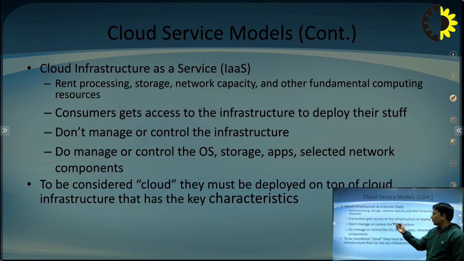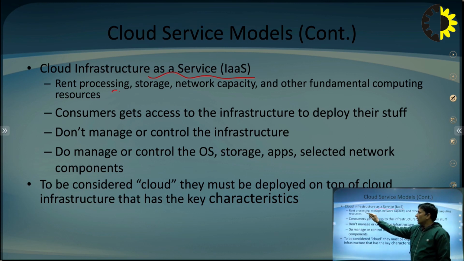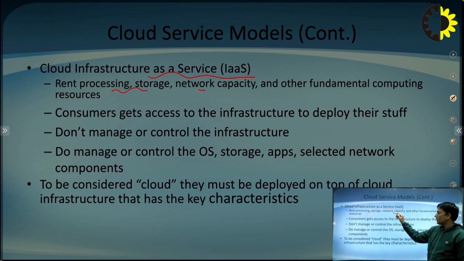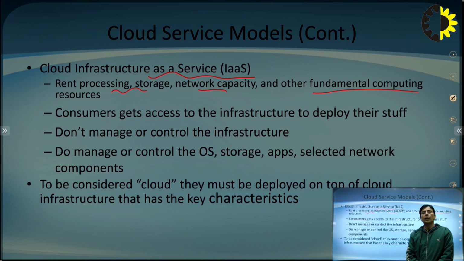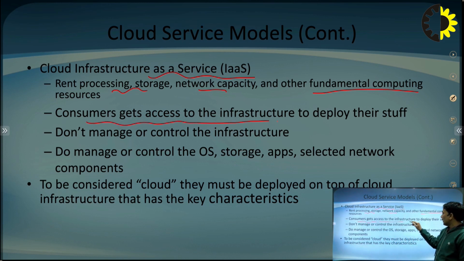The third cloud service model is the cloud infrastructure as a service model, IaaS. Here, processing, storage, network capacity, and other fundamental computing resources are provided as infrastructure as a service, meaning all hardware kinds of resources are provided in IaaS. The consumer gets access to the infrastructure to deploy their stuff, but does not manage or control the infrastructure.